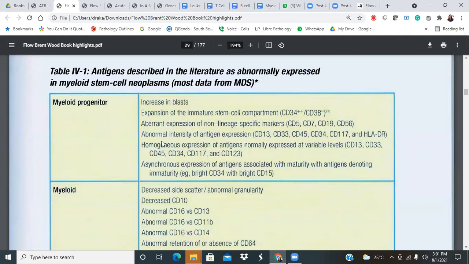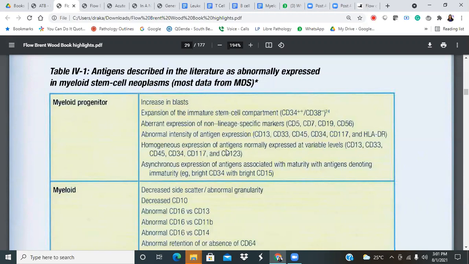So intensity. Again, CD13, 33, 45, 34, 117, HLA-DR, the kind of intensity that is expected. If there is an abnormal aberrancy in that intensity, then we have to think that they are abnormal blasts, even if they are not increased in numbers. Like they can be really 2-3% in the bone marrow, which would make you think, okay, there is no increase in blasts. However, they have abnormal expression of the antigens that they should express.